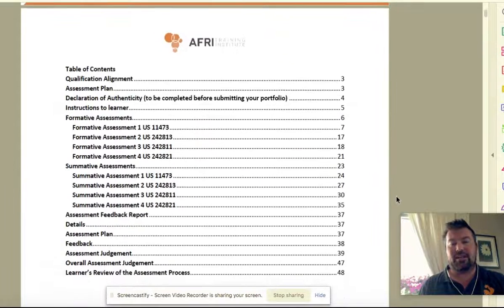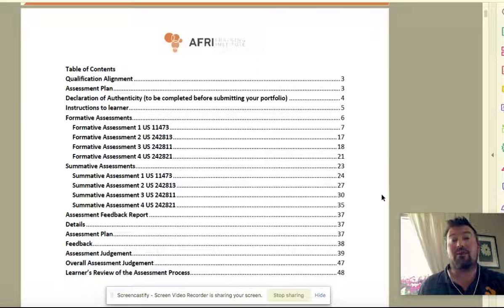So you'll see over here is just a table of contents in terms of what is covered. You'll see that there's an assessment plan. There's obviously the declaration of authenticity that I should have gone through already to say that this is your work, that you may not copy, do not plagiarize. If you're working in groups, please use your own voice to show us your understanding.